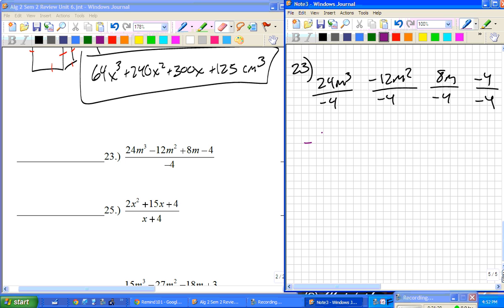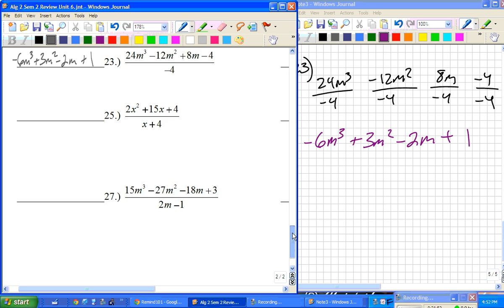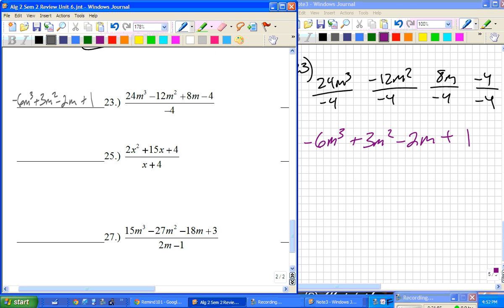Now, 24 divided by negative 4 is negative 6m cubed. Negative divided by negative is a positive 3m squared. 8 divided by negative 4 is negative 2m. And the last ones, guys, those do not cancel. You get a positive 1. Okay? So our answer, negative 6m cubed plus 3m squared minus 2m plus 1. All right, and 25.